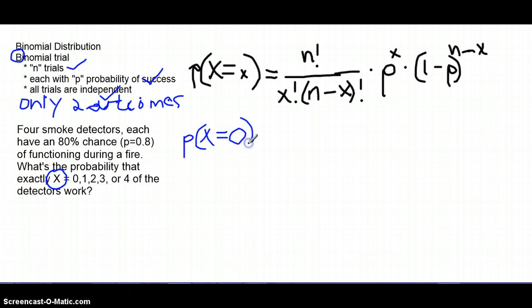Well, first I've got to find out how many combinations, how many ways can I select 0 detectors out of 4? Well, there's only one way to do that. 4 factorial over 0 factorial, which is 1, times n minus x factorial. You can see this is going to be equal to 1. No real surprise there.